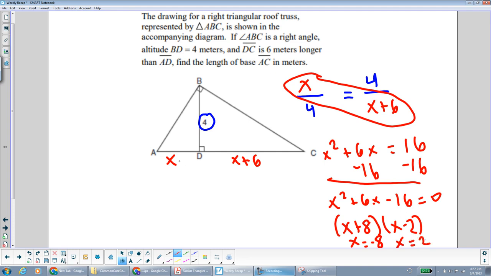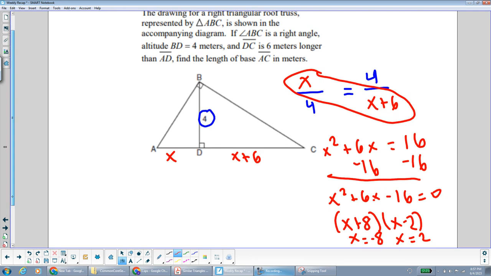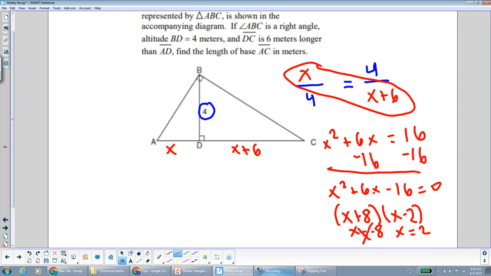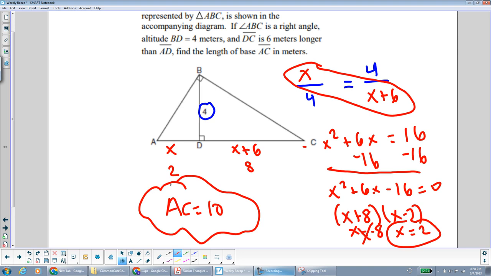It doesn't make sense for our x value, which is a segment of a triangle, to be negative, because otherwise we wouldn't be able to see it in the picture. Often in geometry, since we're talking about real world objects, we reject the negative. But be careful here. The question wasn't asking for the x value. It was asking for the length of the whole base AC. So that would be the 2 part. 2 plus 6 is 8. So the whole segment AC would be 10. So that is my final answer.